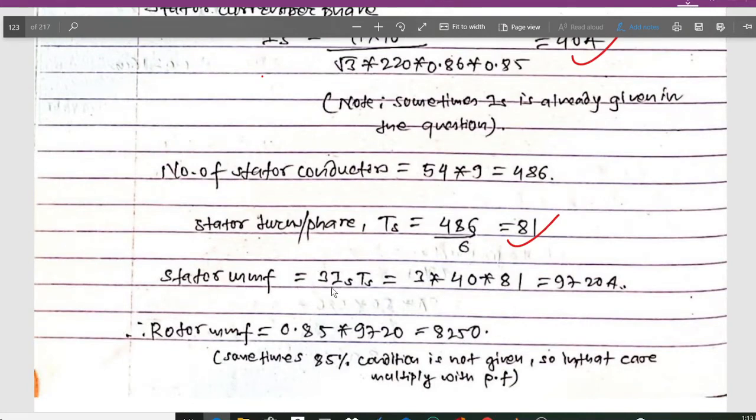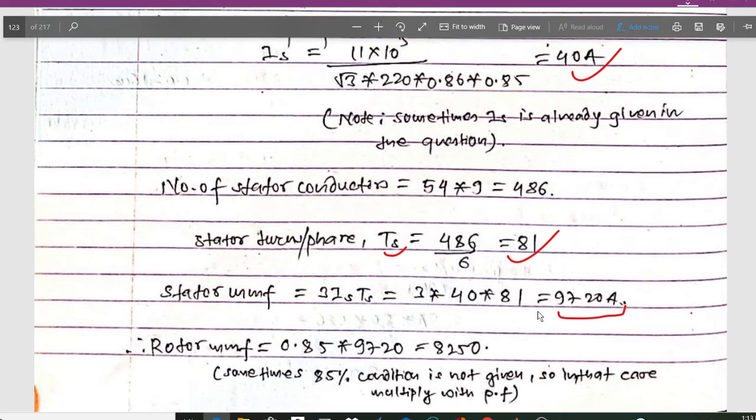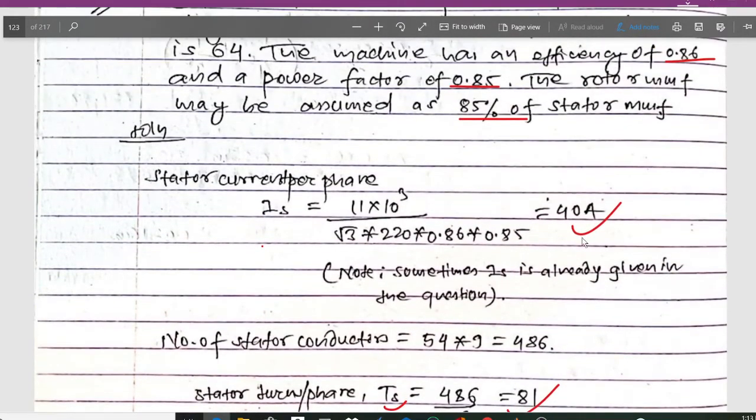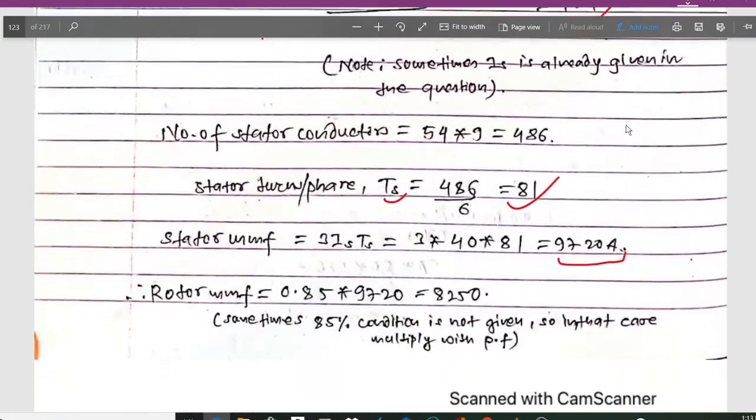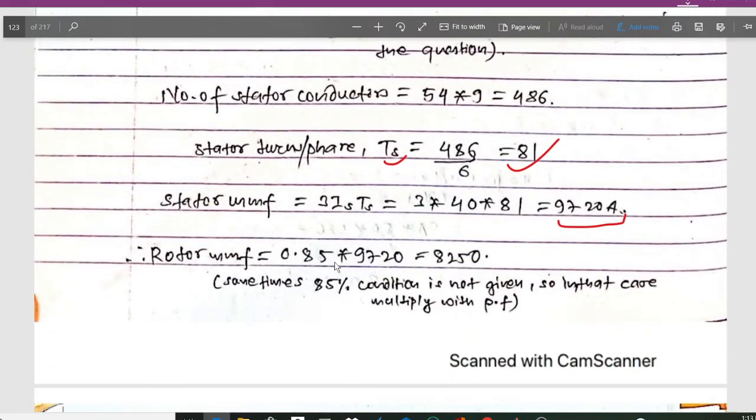Now the stator MMF will be 3 IS into TS. We have obtained the value of IS and also of TS. On simplification we will get the stator MMF as 9720 amperes. In the last part of the question, the rotor MMF may be assumed as 85% of the stator MMF. So rotor MMF will be 0.85 into 9720, which is 8250.